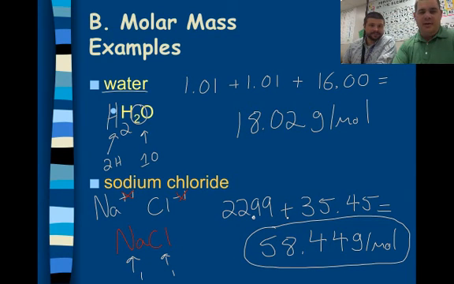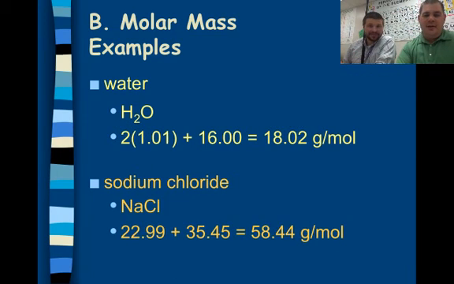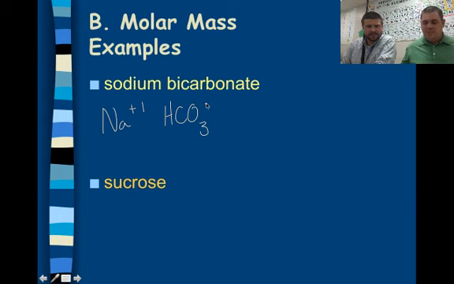Okay, I think that's it. Let's just do sodium bicarbonate. You guys can look at the sucrose. We may give you the formula here. Let's look at sodium bicarbonate, a little more difficult example. Sodium, Coach Forster, is Na. It's +1. And then bicarbonate is HCO3, which is -1.